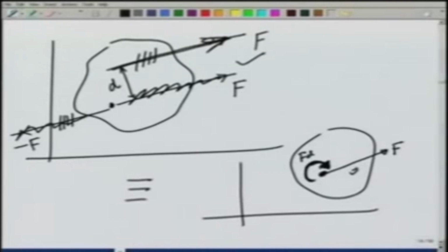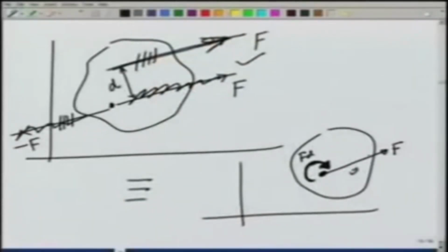So, this is called two equivalent systems. It is easier at times to think in terms of couples and forces, and therefore, we do this. Let us take an example.